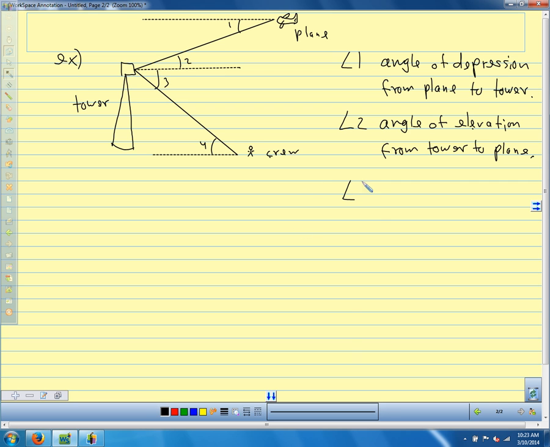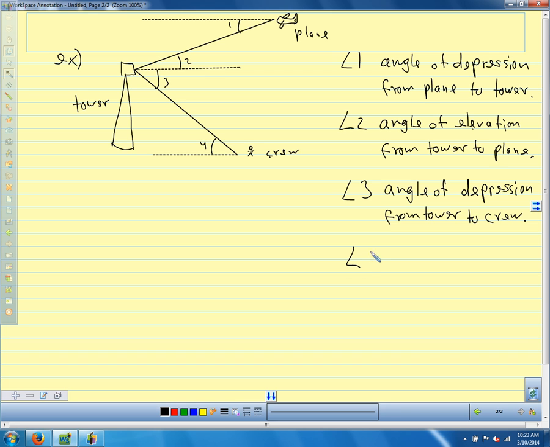How about angle 3? Is angle 3 going to be an angle of elevation or an angle of depression? Depression, because from the tower they're looking down at the ground crew. So this is going to be an angle of depression from the tower to the crew. And in a problem, that's how they would describe it. The angle of depression from the control tower to the ground crew is 19 degrees.